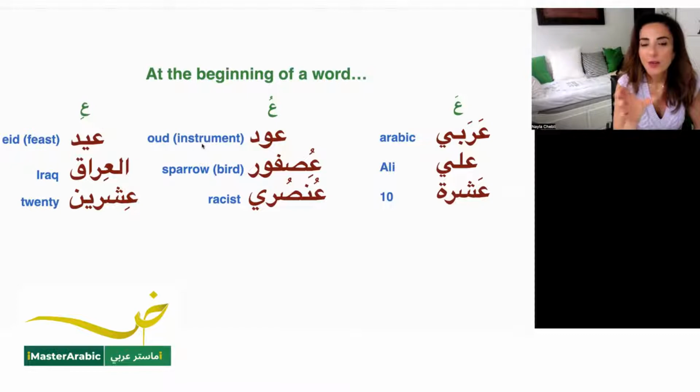First say the first syllable, then the second syllable. عنصري. Now say the word in one shot.